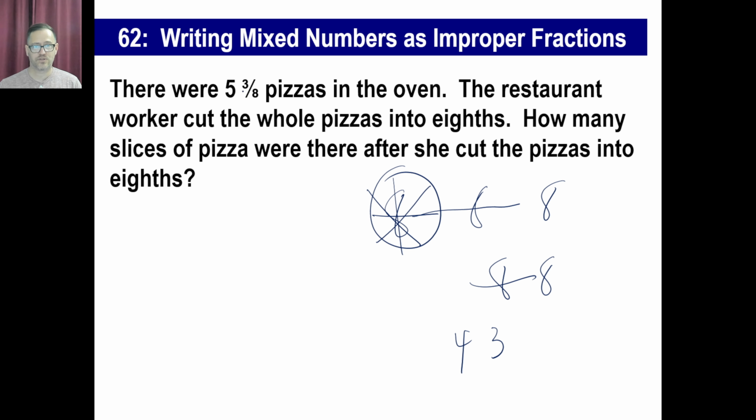There's a way to do this. What they want you to do is convert this into an improper fraction. What you do is you just take this denominator, multiply it by the integer, that's 8 times 5, 40, add the numerator, and you got it. That's 43. There you go.